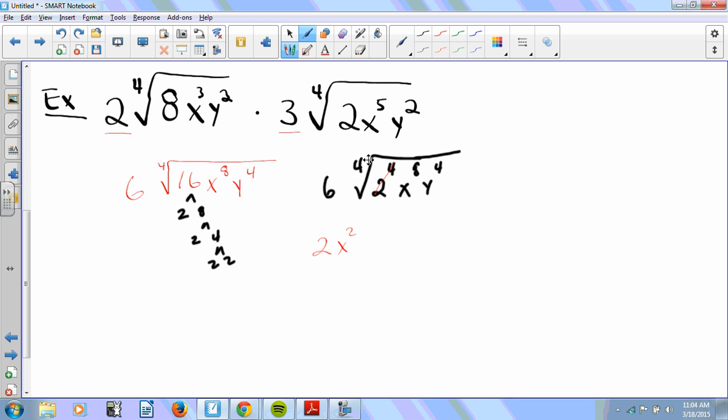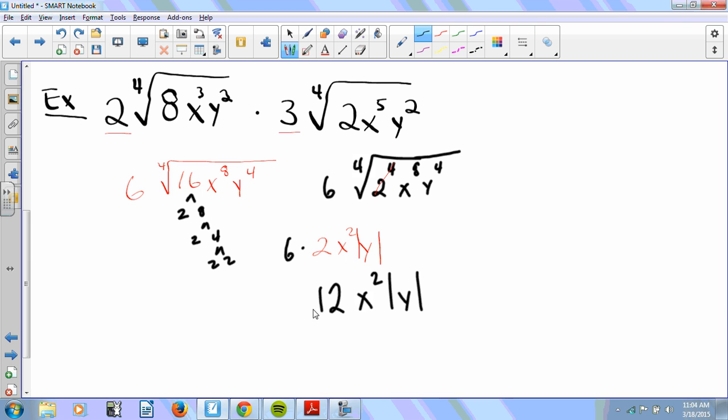And then the y's, how many sets of 4 can I get out of 4? Even, 1 is odd, so I need to make sure I put the absolute value around y. We talked about that yesterday, even, odd idea. And I still have that 6 sitting out here. So multiply them together, 6 times 2, you get 12. I have an x squared and then a y in absolute value.